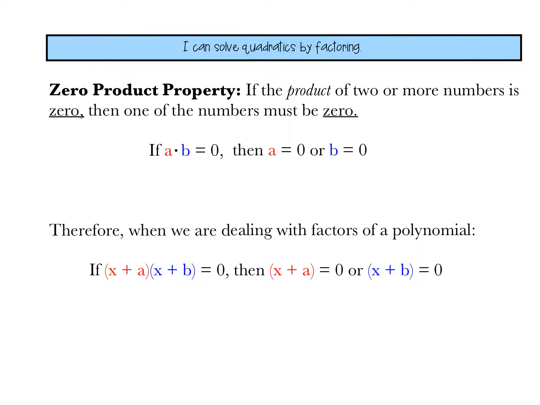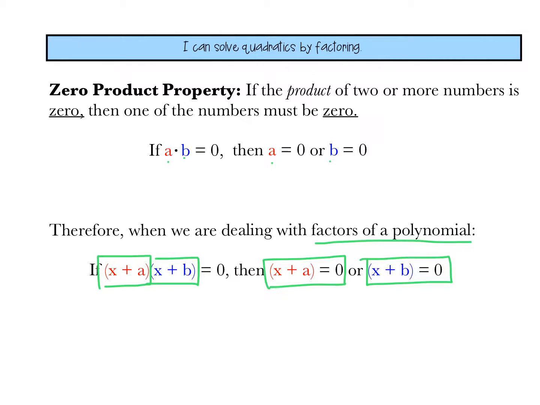So if the product of two or more numbers is 0, so if I multiply x times y together and I get 0, then one of those numbers must be 0. The zero product property is what we're going to use when we're factoring, because when we factor, we get 2 or 3 binomials or monomials being multiplied together, and they equal 0 because we're looking for the x-intercept. So just like if a times b is 0, then a has to be 0 or b has to be 0, we're going to apply that to factors of a polynomial. If one binomial times another is 0, then the first binomial must be 0 or the second binomial must equal 0.